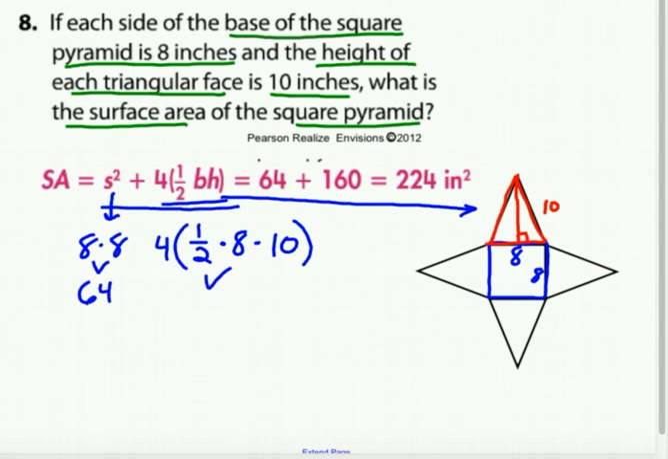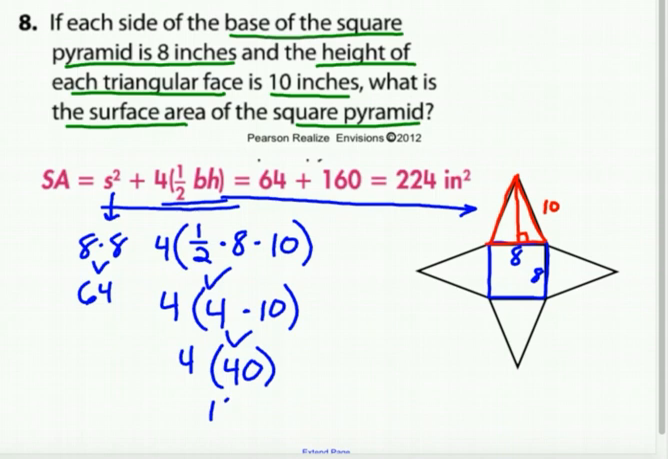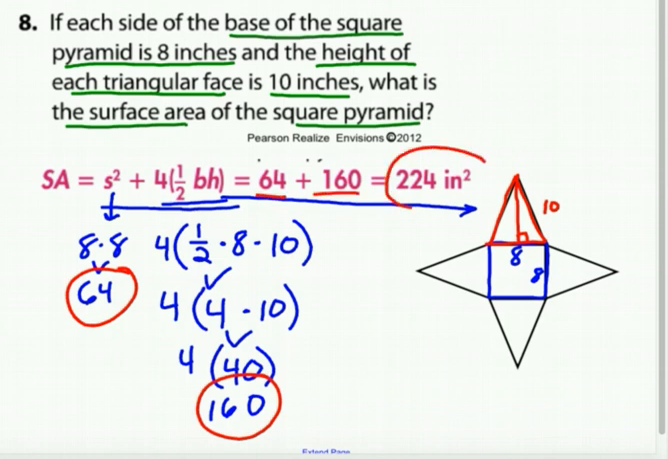Half of 8, or 1/2 times 8, gives us 4. So now we have 4 times 10 inside parentheses. 4 times 10 is 40. So now we have 4 times 40, which is 160. And you can see that we now have the two numbers for our polyhedron areas. We have our 64 and our 160. We add them up and we get 224 square inches.